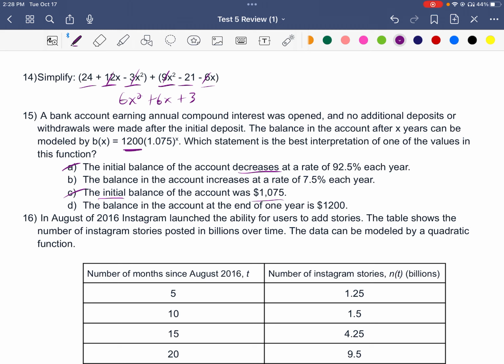Well, if you plug in a 1 for X, you'll see that it's not 1,200. It's actually a little bit more. The initial balance was 1,200. At the end of 1 year, it's earned some money and it's greater than 1,200. But yeah, the account is increasing at 7.5%. Remember that growth and decay rate? So if we look at this, if we take away 1, we can see we have that. If we change that to a percentage by multiplying by 100, we can see that's a 7.5% growth rate.